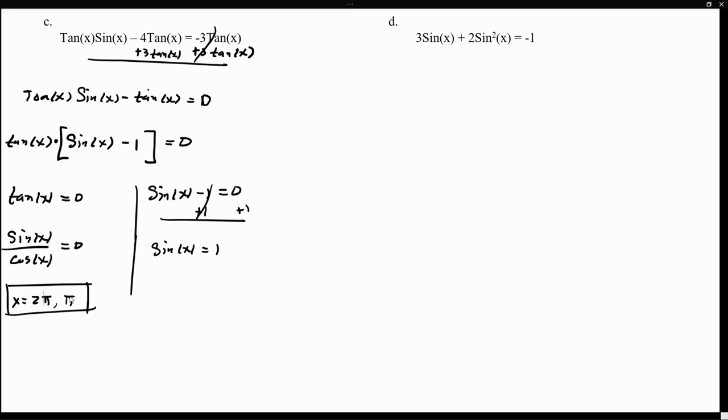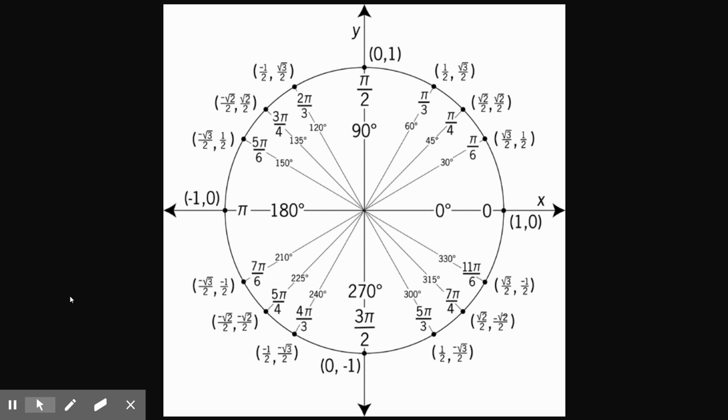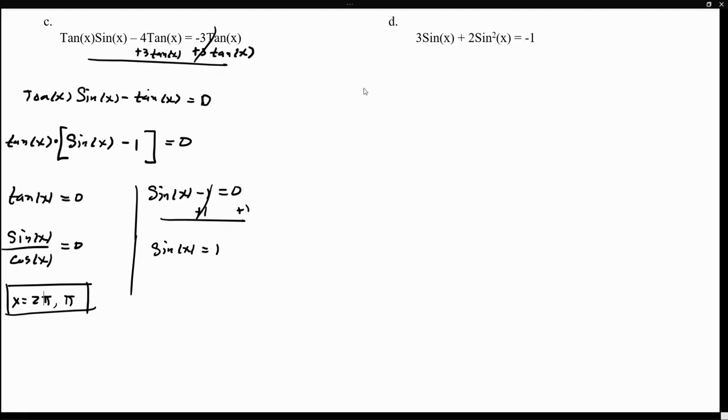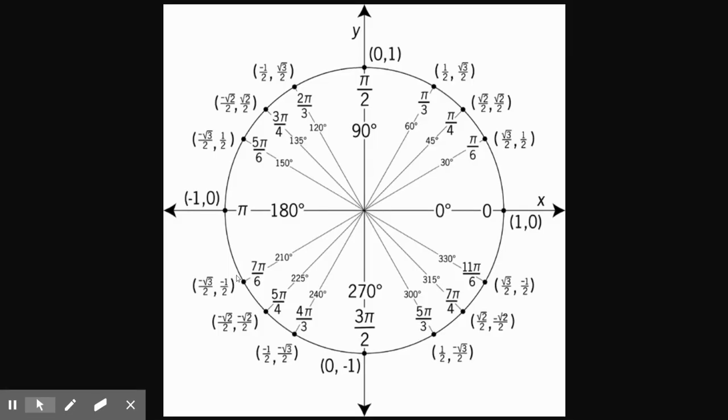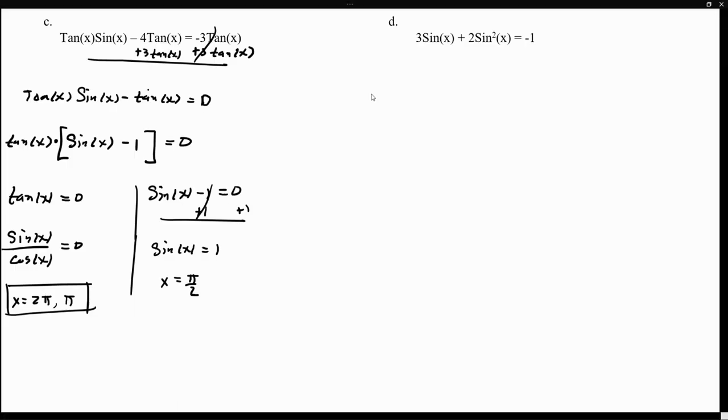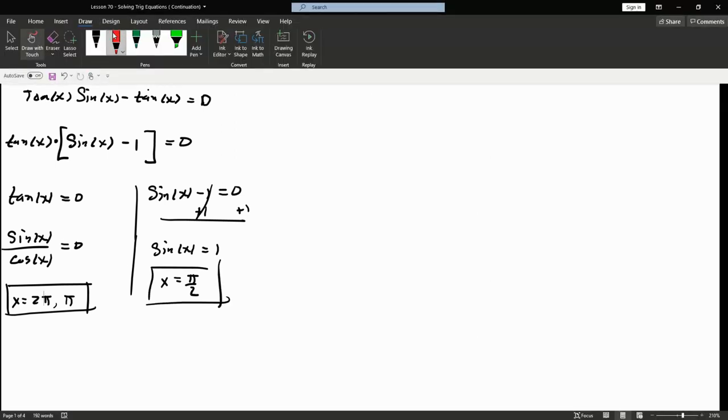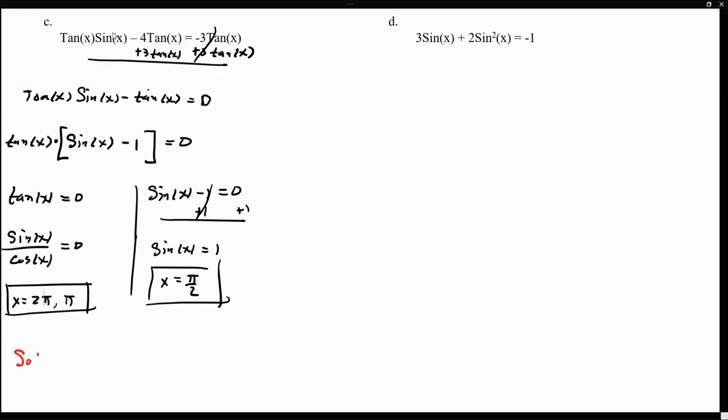So at this one, we're just looking for where in my unit circle the sine is equivalent to 1. And notice that that's equivalent at pi over 2. Because now we can see that the sine is 1. And that's about it. That's the only place where the sine is equivalent to 1. So let's just summarize this. So my possible solutions is that x is 2 pi, pi, and pi over 2.